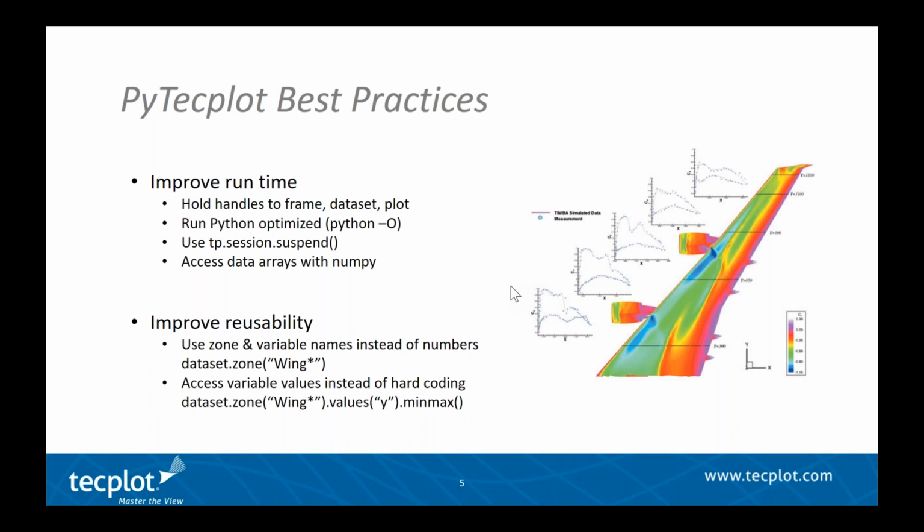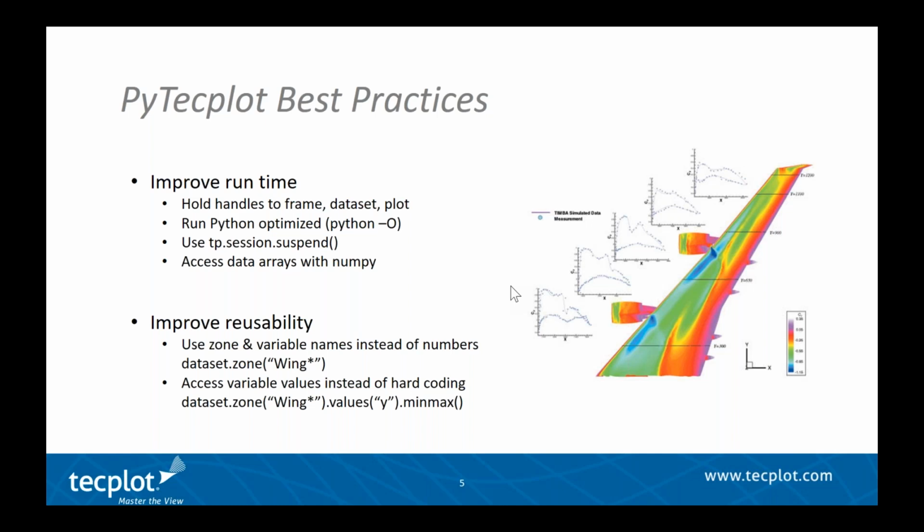You can run Python in optimized mode, so that's with -O. Our Python API has a number of debugging checks in there, and it will run faster when you run in optimized mode. Most Python scripts will run faster running optimized, so be aware of that capability. We have an option called tp.session.suspend, and this is most important when running in what we call connected mode. I'll demonstrate this as well shortly. But this helps keep the user interface quiet when you're driving the Tecplot 360 user interface. It doesn't update, redraw as often, so your scripts will typically run faster.